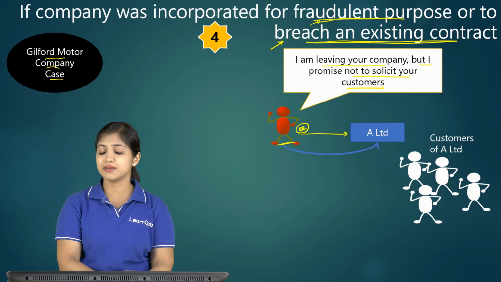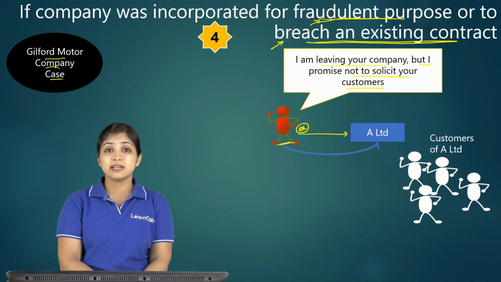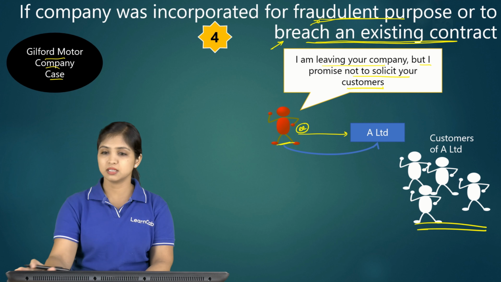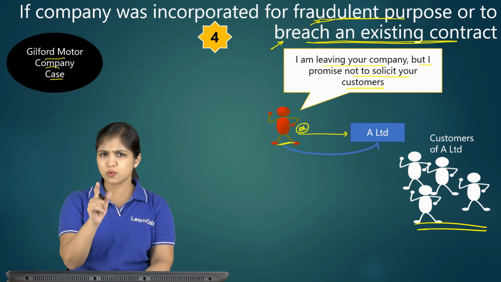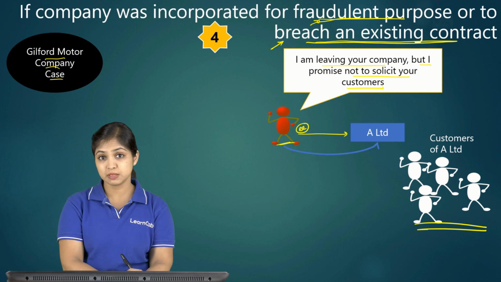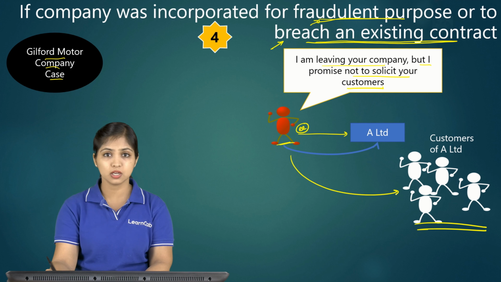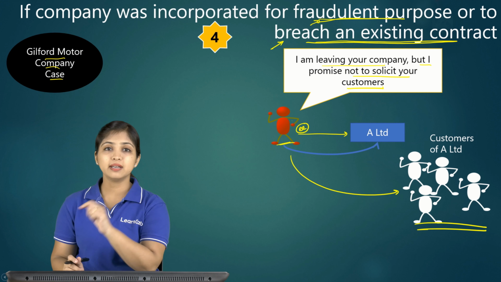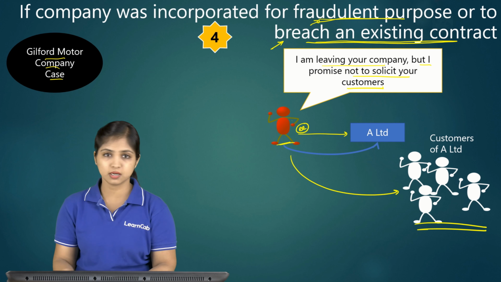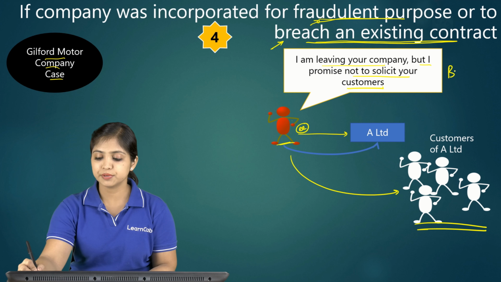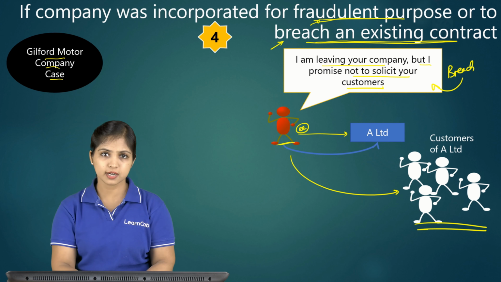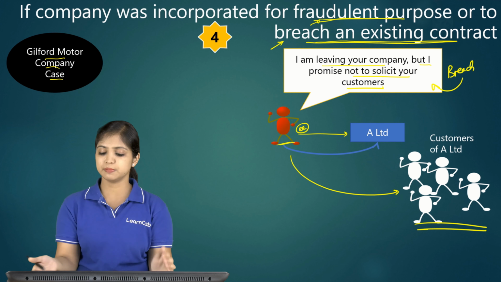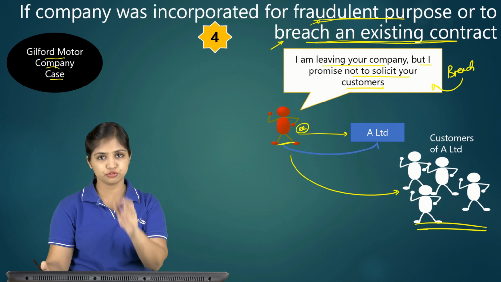But now after making this promise, Red is tempted. Red wants to enter into contracts with customers of A Limited. Now, can Red enter into contract with these people? Can he do it directly? No, isn't it? Because Red has already promised. What will happen if Red enters into contracts now with customers of A Limited? It will be a breach of this contract, isn't it? That is why Red is not allowed to enter into contract with customers of A Limited, but Red wants to do it.